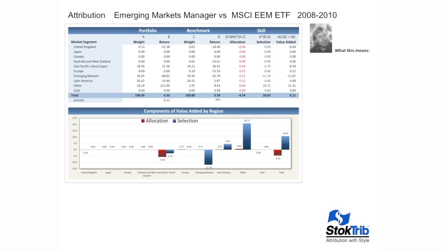This is the heart of StokTrib, attribution analysis. In this exhibit, we're attributing selection and allocation effects by region. There are also two other reports that do essentially the same thing, but attributing to sectors and attributing to styles. The sample portfolio here is an Emerging Markets Manager. The benchmark is the MSCI Emerging Markets Exchange Traded Fund.